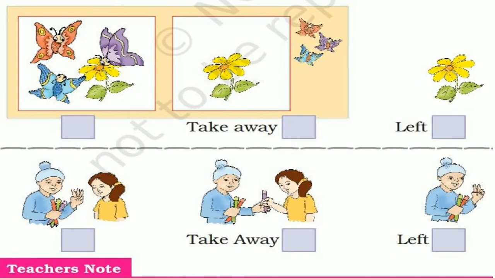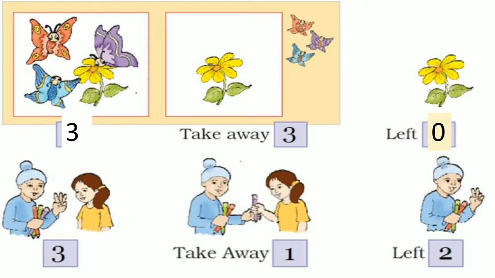Next, in the next picture you can see the boy has some pencils. How many pencils does the boy have? Let us count. 1, 2, 3. The boy has 3 pencils. If the boy gives 1 pencil to his friend, how many pencils will be left with the boy? 3 minus 1, that is 2. If 1 pencil is taken away from 3 pencils, 2 pencils will be left. 3 minus 1 is equal to 2.